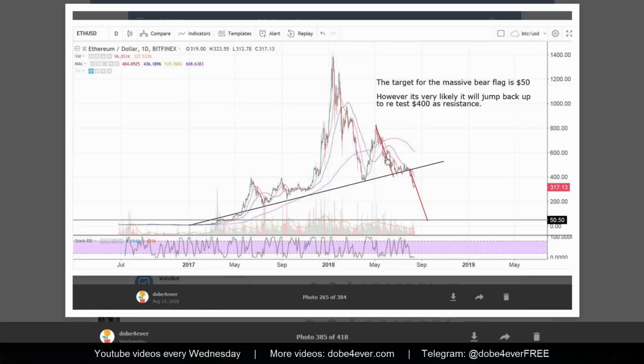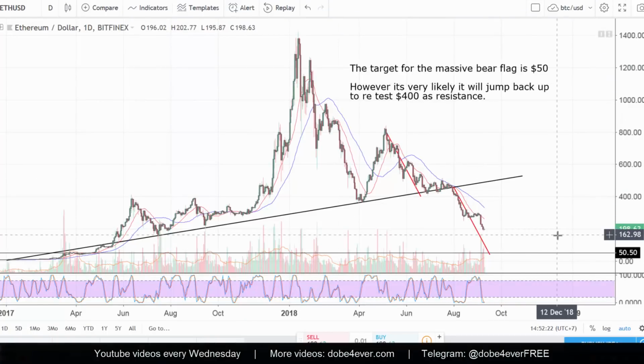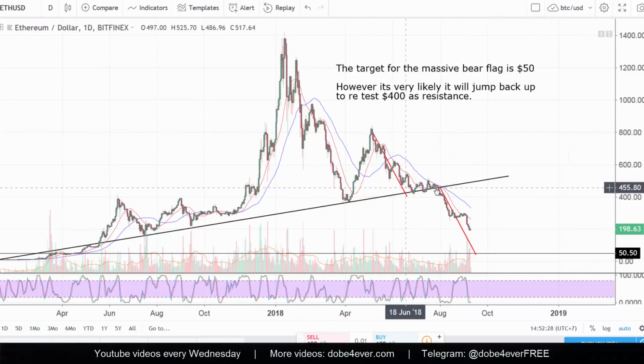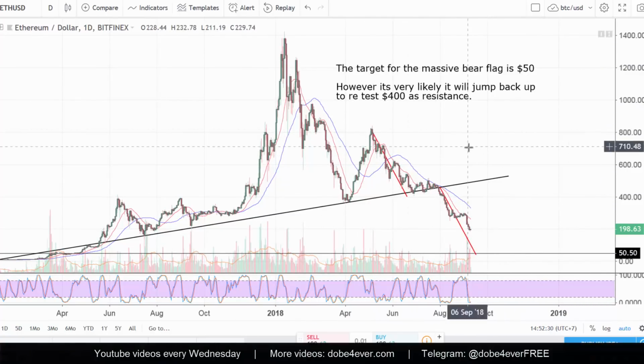So the massive bear flag is this. As you can see, this is the pole, the flag, and the pole. And the target is at $50. So let's take a look at the current chart here after 1 month from the screenshot. As you can see, I haven't changed the chart. I have the same lines here, the same text, everything the same.